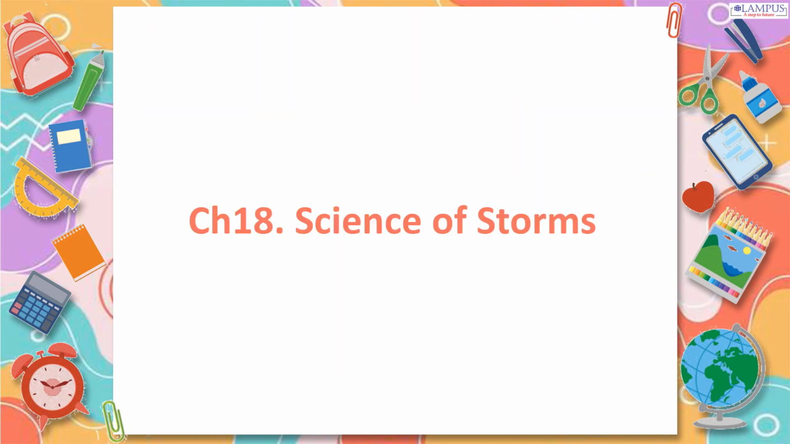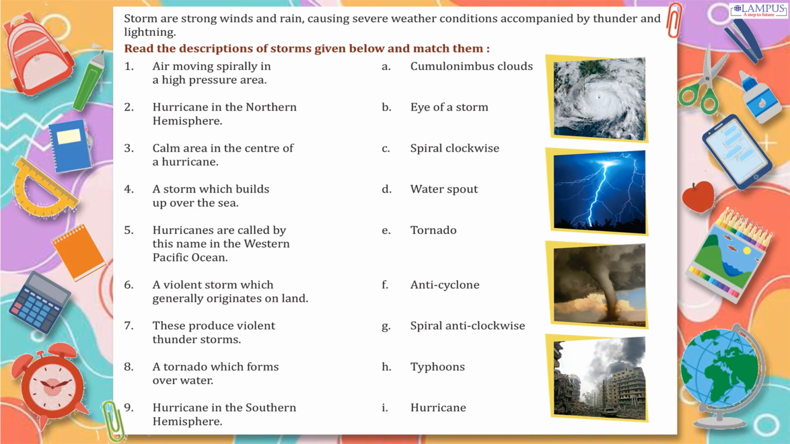Chapter 18. Science of Storms. Storms are strong winds and rain, causing severe weather conditions accompanied by thunder and lightning. Read the descriptions of storms given below and match them.